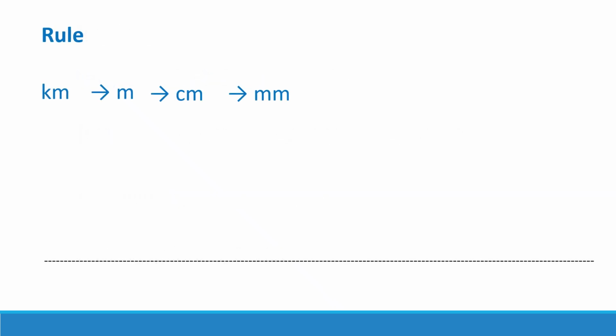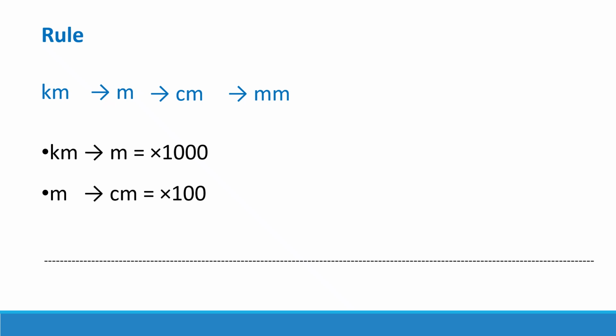Now let's learn the rule for moving to the right. When we move to a smaller unit, we multiply. There are three simple rules to remember. From kilometers to meters, multiply by 1000. From meters to centimeters, multiply by 100. And from centimeters to millimeters, multiply by 10. Now let's look at some examples.